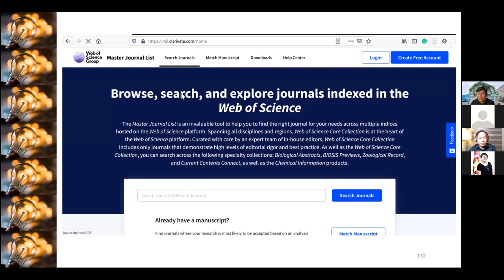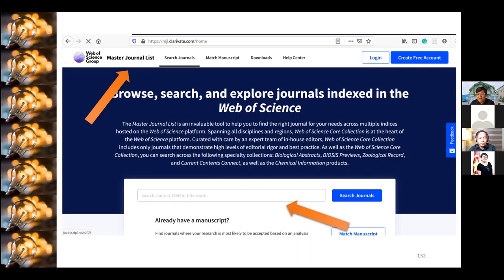Number two, if for example you want to check whether your target journal is indexed by Web of Science or Clarivate Analytics, you can go to this link. Okay, so pwede mong pindutin ito, Master Journal List. In the Master Journal List, makikita natin yung list ng lahat ng mga journals that are currently indexed by Web of Science. Or if you want to be very specific, you can simply type the name of the journal here and it will give you the result whether the journal is currently indexed by Web of Science.